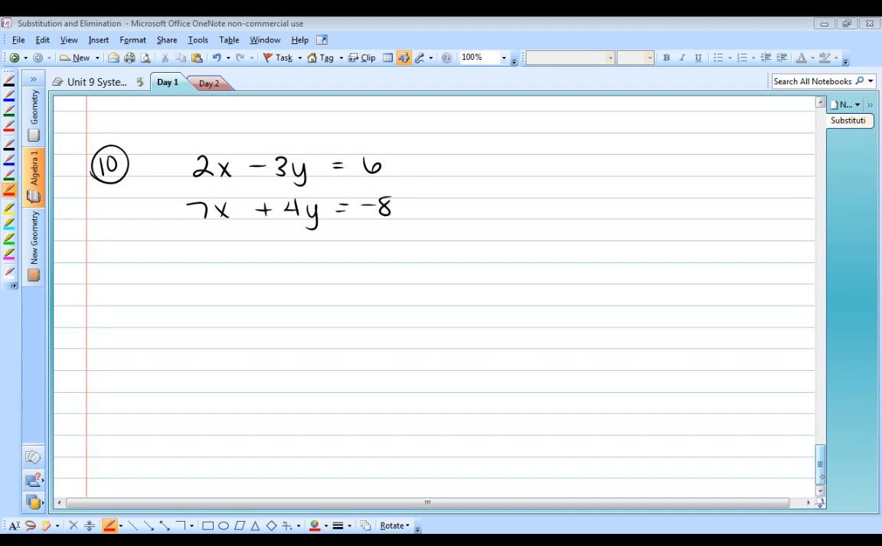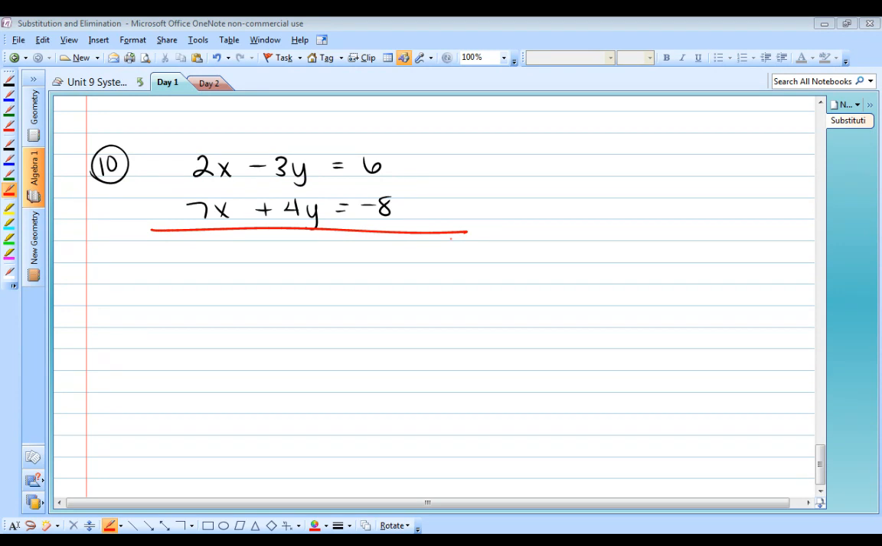You could do your x's. All right? I'm not going to tell you you can or you can't, okay? You can do whatever you want to. I'm just preferring to do my y's right now. Because they're already opposite signs, and 12 is a little smaller than 14. Not by much, so it really doesn't matter, but that's what I'm going with.